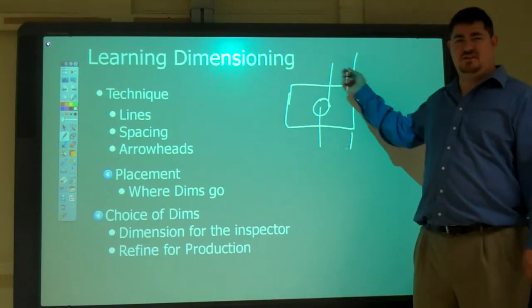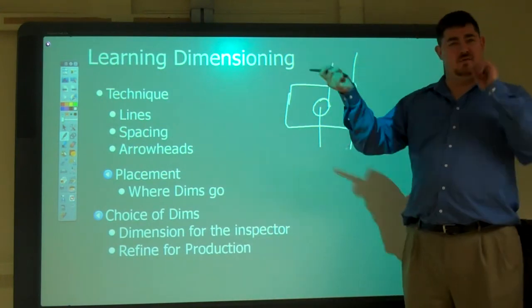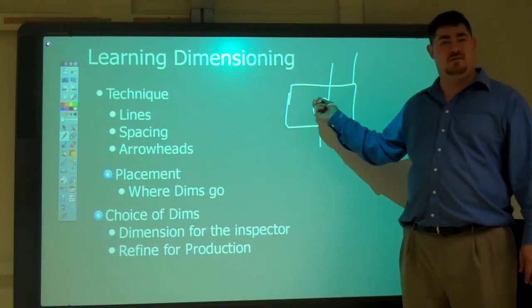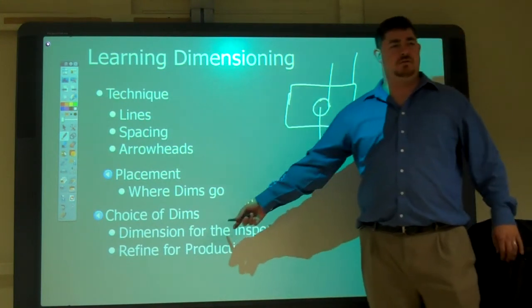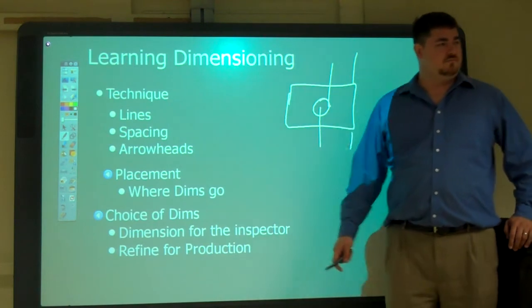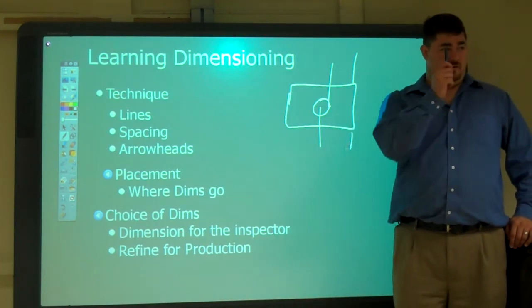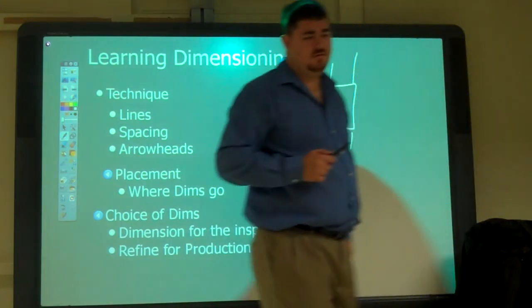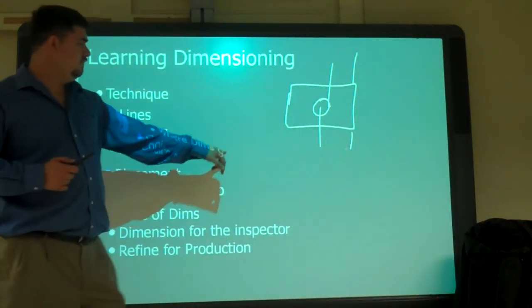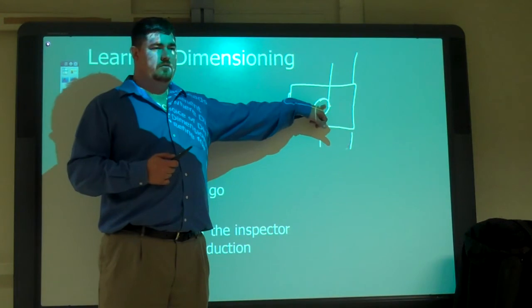Yeah, that might be easier for the guy checking it. But the guy checking it has other equipment that he could find where the center is. And so it's better to dimension to the center to help the machinist. So you make one for the machinist and one for the... No, one drawing. We only get one drawing. The inspector's made drawings before, so he knows what needs to be on there, what doesn't.